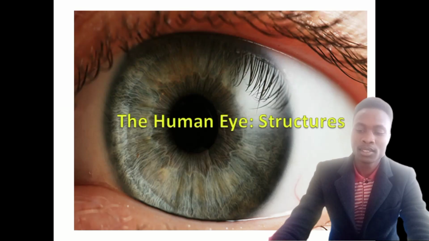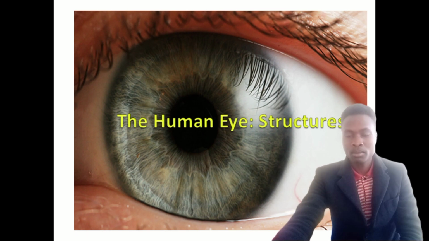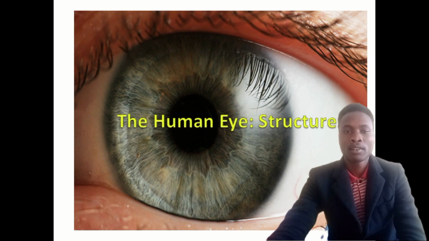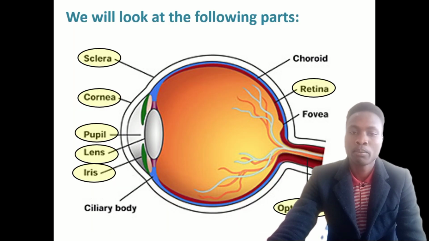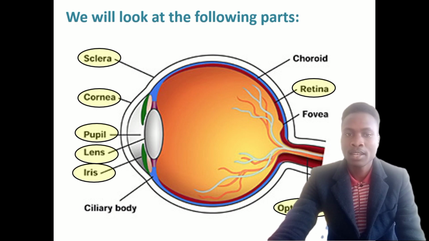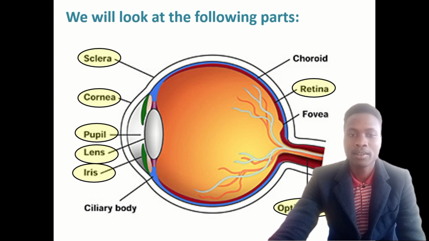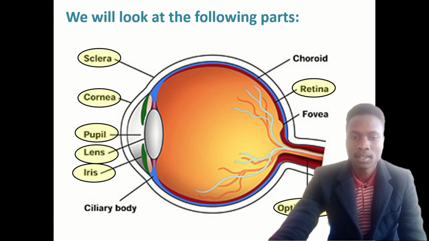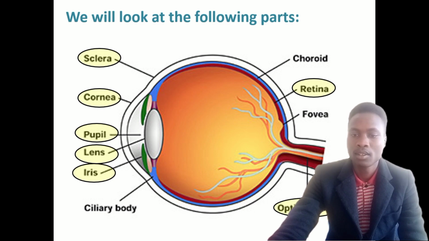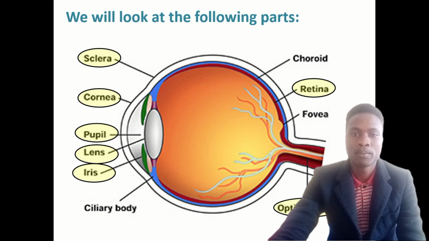Welcome to today's class. Today we are going to look at the human eye structures. So first let's look at the parts of an eye. As you can see in the slide, we have sclera, cornea, pupil, lens, iris, ciliary body, choroid, retina, fovea, and the optic nerve.